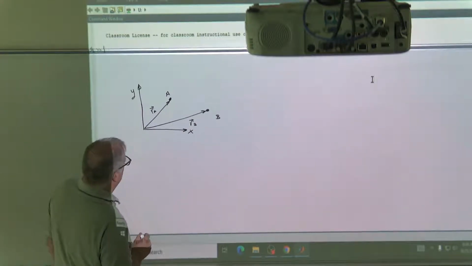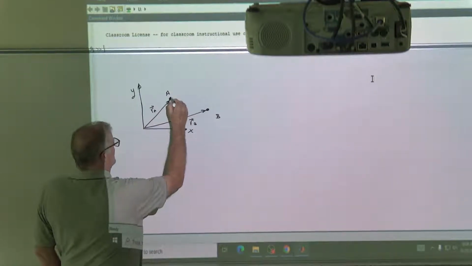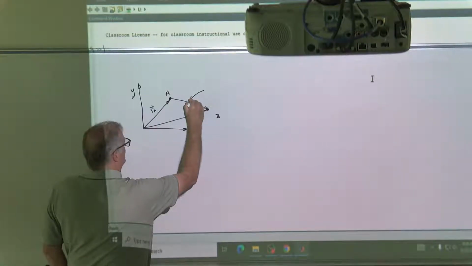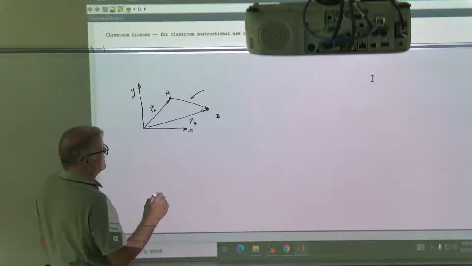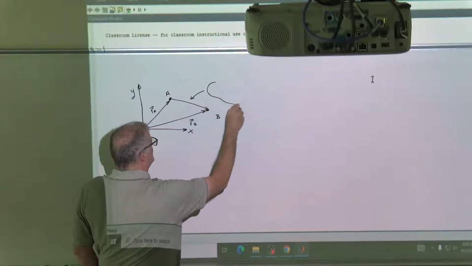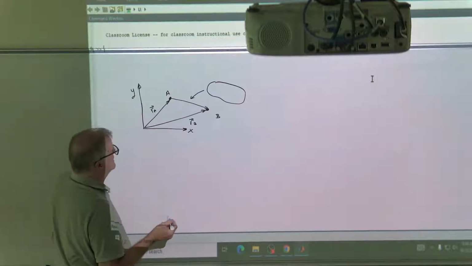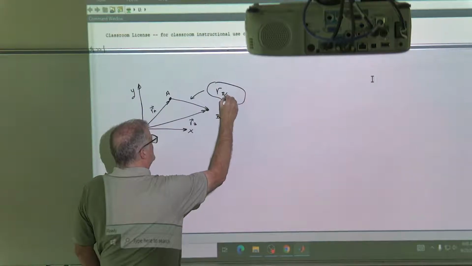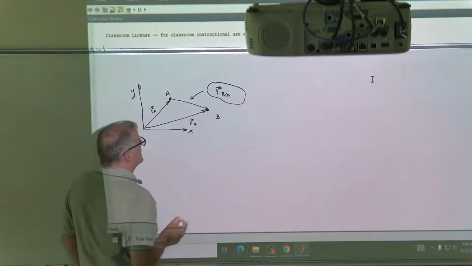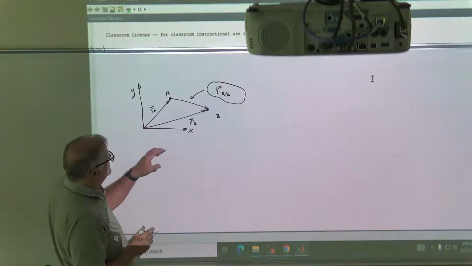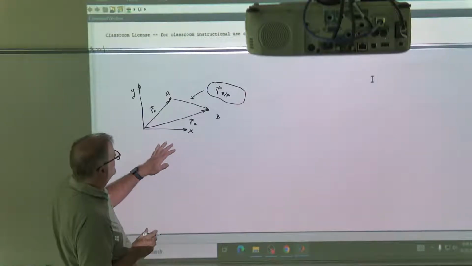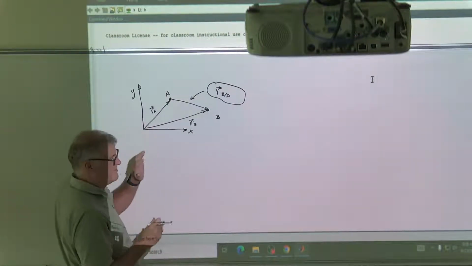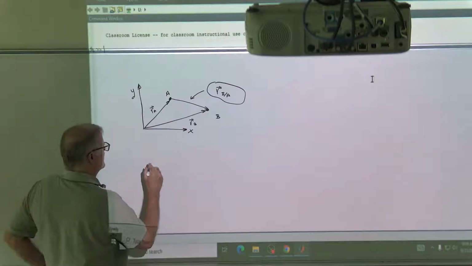And then you could write a vector that went like this. Now the question is, what generally is this called? The whole point of this is there's a certain way to write this vector. And that vector is R to B originating from A. There is a reason, but give me a second and we'll get to the reason.